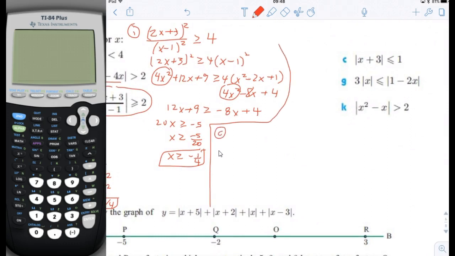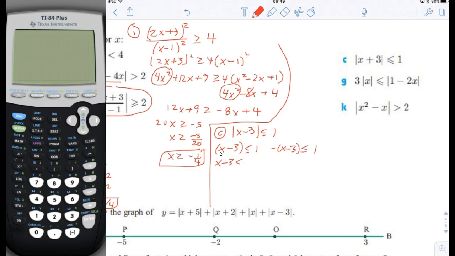We have absolute value of x plus 3 is less than or equal to 1. So there's two cases, right? One is that the inside is positive and the absolute value doesn't do anything. And the other is the inside of the absolute value is negative, and then the absolute value is taking the opposite of whatever's there.